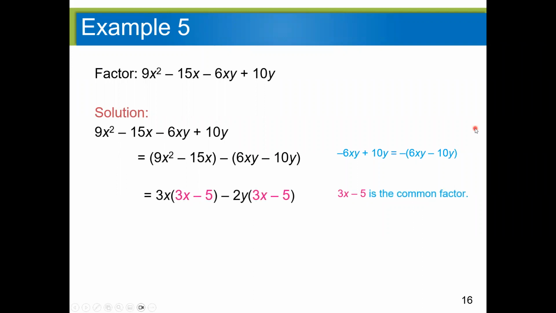So as I continue, I can now find factors in smaller amounts. For example, I can pull a 3x out of the ones in the front. I can pull a 2y out of the ones in the back. Lo and behold, when I do that, I have a shared common factor of 3x minus 5. So there we go. I have my group factor by grouping.